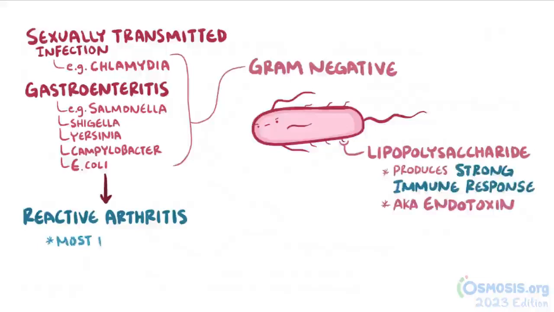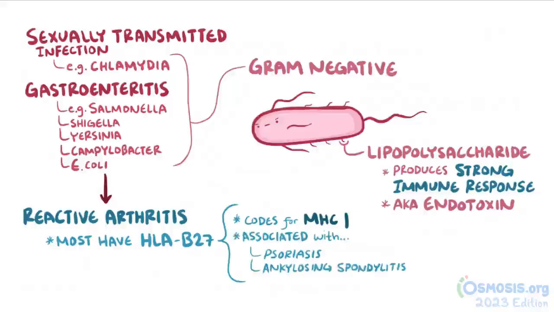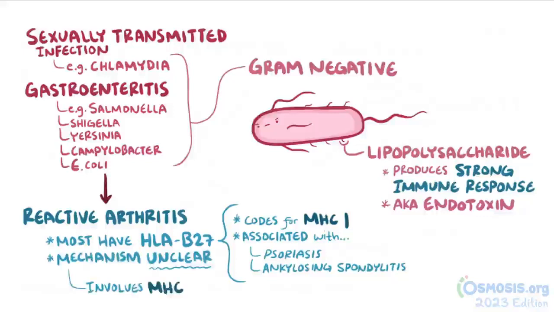Also, most individuals with reactive arthritis have the specific gene HLA-B27, which is one of many genes that code to make MHC class 1 receptors. HLA-B27 is also associated with other inflammatory diseases, like psoriasis and ankylosing spondylitis. Exactly how reactive arthritis develops, though, is still unclear, but it probably has something to do with the way that lipopolysaccharides react with the MHC molecules on a cell surface.